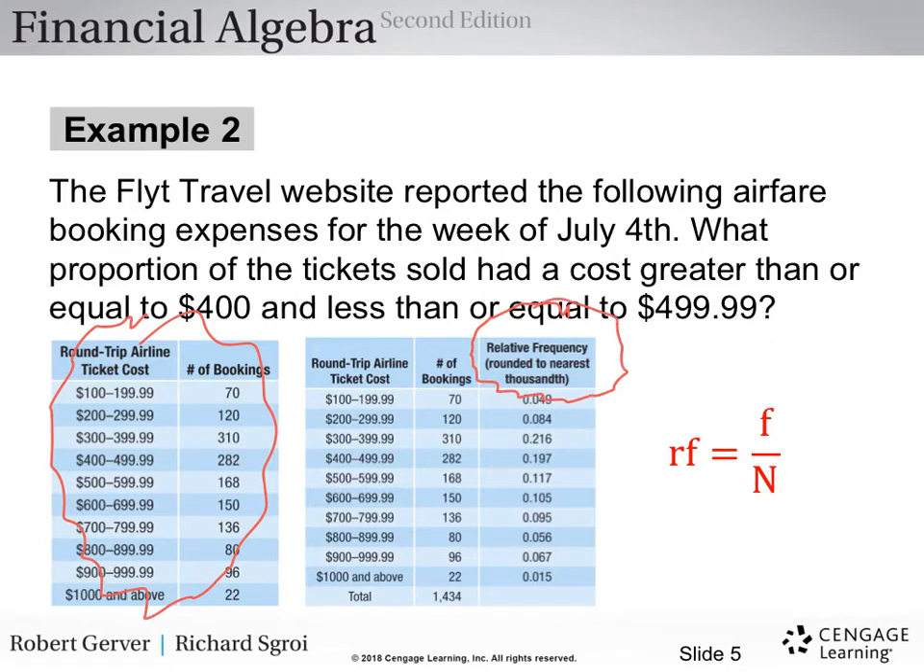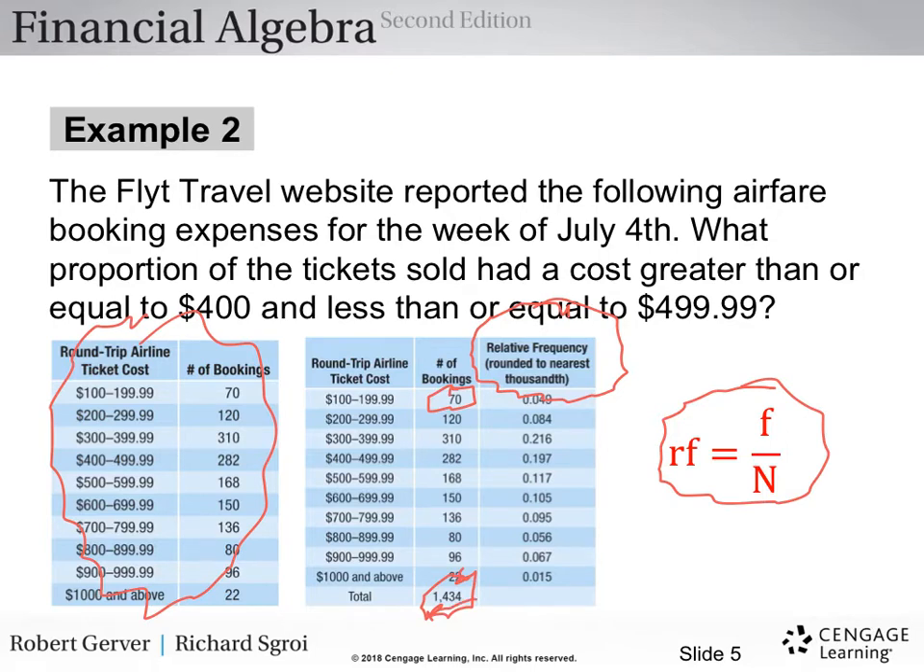The relative frequency is simply this formula here. Relative frequency is equal to the frequency over the total number. So we add up the total number of bookings. The total number of bookings is down here, okay? Now, to figure out the relative frequency, we take the number of bookings and divide it by the total number. And we come out with a decimal.